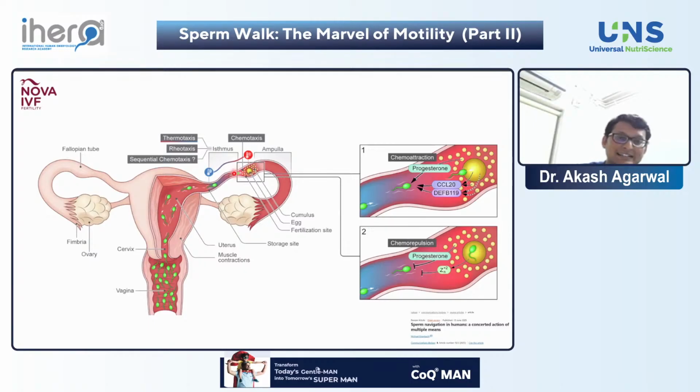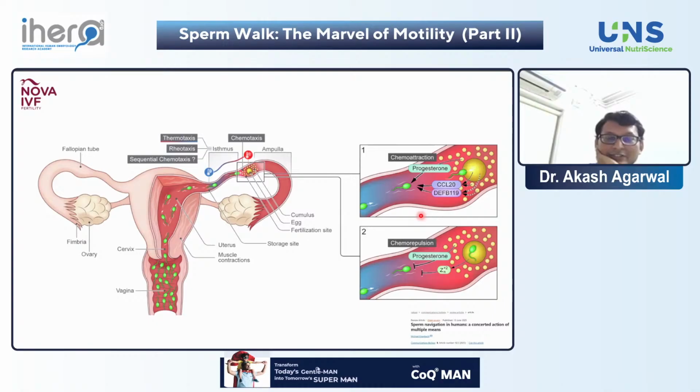Even then, it would act in the vicinity, and once the sperm reaches there, the progesterone and the other chemoattractants, as we had said, start to have an effect and guide it towards the mature oocyte which is present. So this slide shows the combined effect of chemotaxis, thermotaxis and rheotaxis.